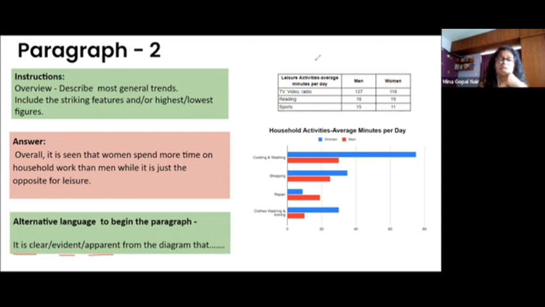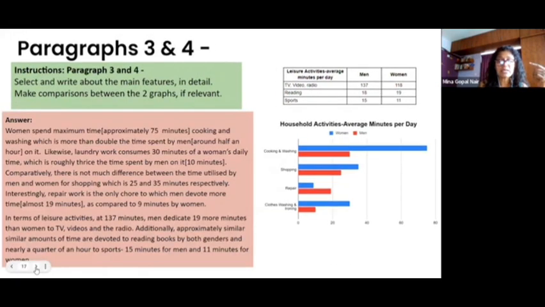Now going on to paragraphs 3 and 4. Para 3 and 4 is where you will give the details, and you will support these points with numbers. Be sure that you mention numbers. Many of us tend to omit supporting the points with numbers, and numbers are important. It is a graph, it is about numbers. So your para 3 and 4 should include numbers.